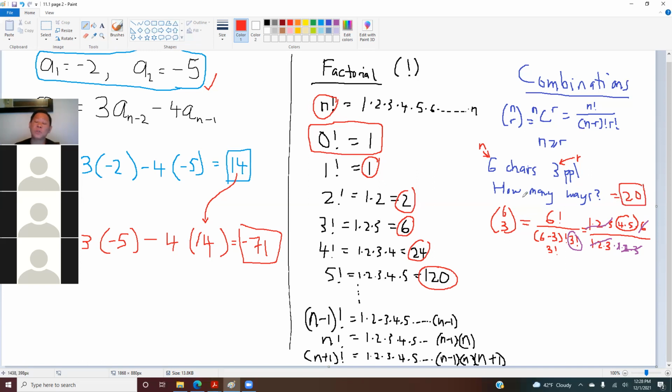So there are 20 ways for you to arrange this. 20 ways for three people to sit in these six chairs. You guys all right?